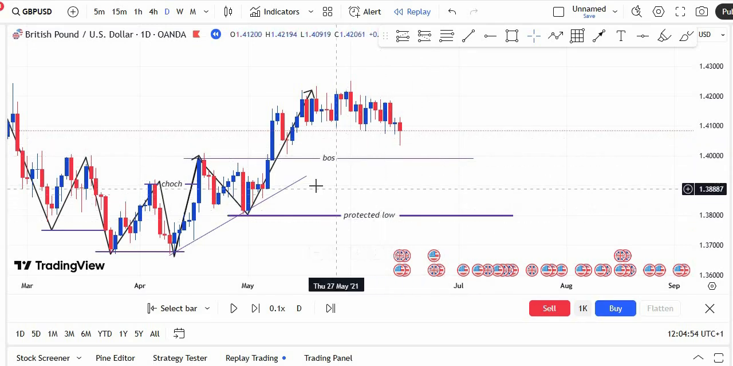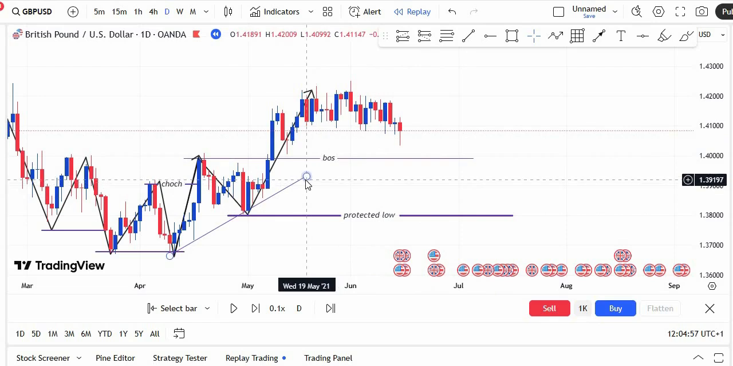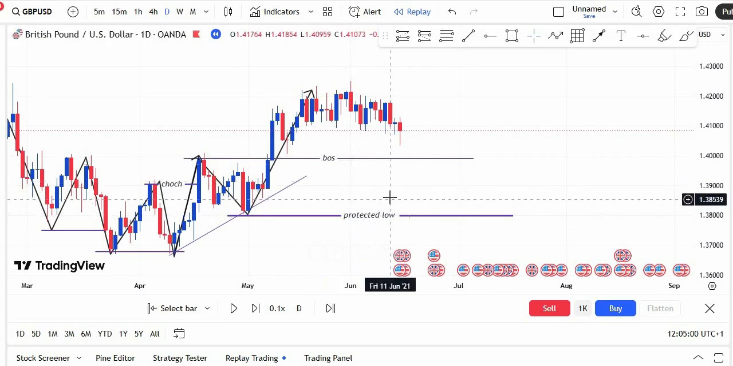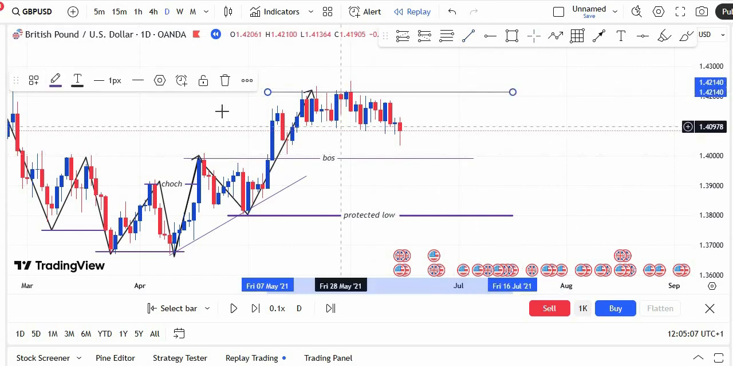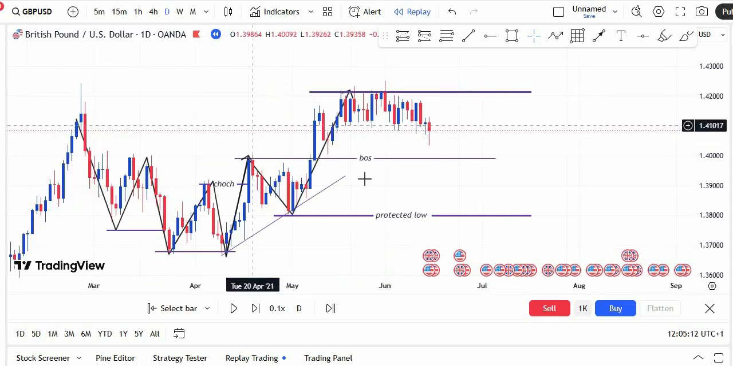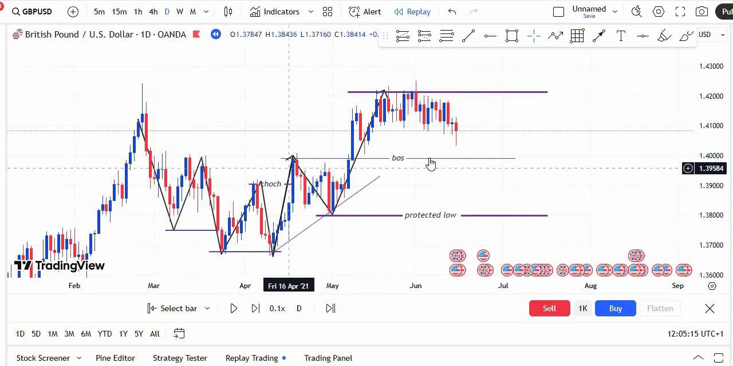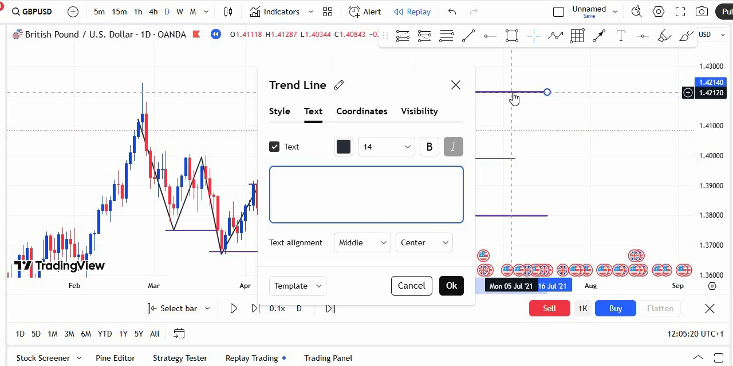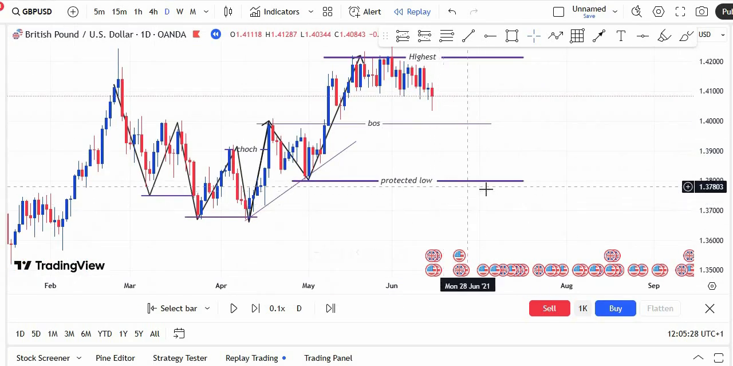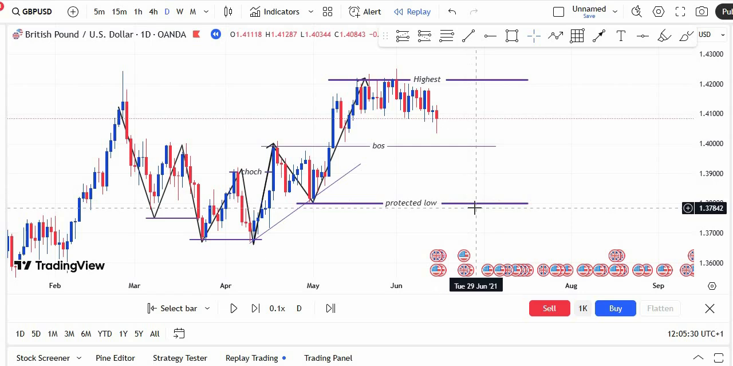So what we're going to do now is anticipate that the market is going to change direction from these two places. This is the highest point the market has been. This is where the break of structure lies. This is the highest point, and this is the lowest point. So this is what we call swing high and swing low.